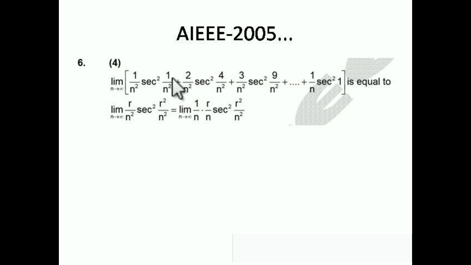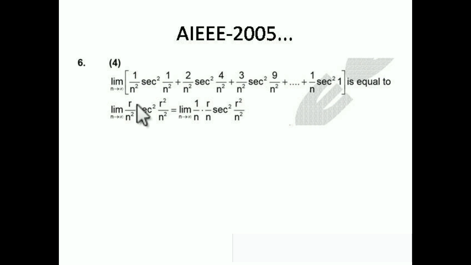Here it is increasing in the same order, so it's r upon n square sec square r square by n square, because it's 1 here, it's 4 here, it's 9 here, so it's r square by n square. Now this thing I forgot to write down, the summation. Here it is summation from r is equal to 1 to r is equal to n.